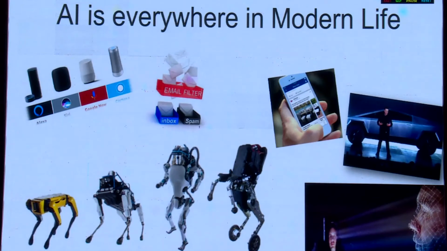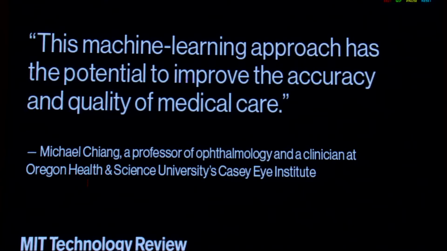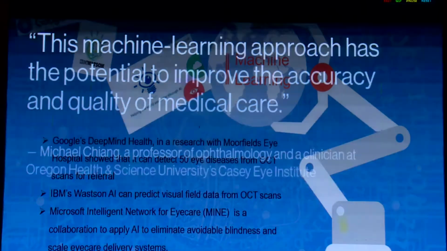All these things which you see here, which you never thought of, are all using artificial intelligence. These things you may not have seen, but if you go and search for Boston Dynamics on YouTube or Google, you will see these machines which, when they first started, were very clumsy, but now they are completely autonomous. Machine learning in medicine is going to improve the accuracy and quality of medical care.